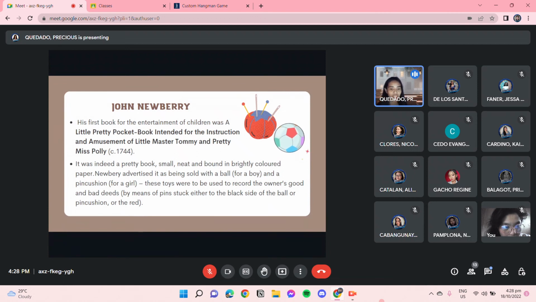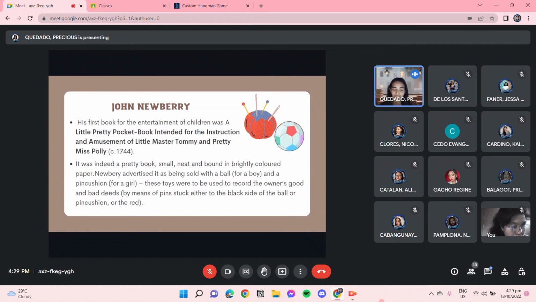His first book for the entertainment of children was A Little Pretty Pocket-Book, intended for the instruction and amusement of little Master Tommy and pretty Miss Polly. And that was the year 1744. As you can see here in the slide, it is indeed a pretty book. It is small, hence the pocket book. Small, neat, and bound in brightly colored paper. As we all know, colors are very appealing to children. And his target was children.